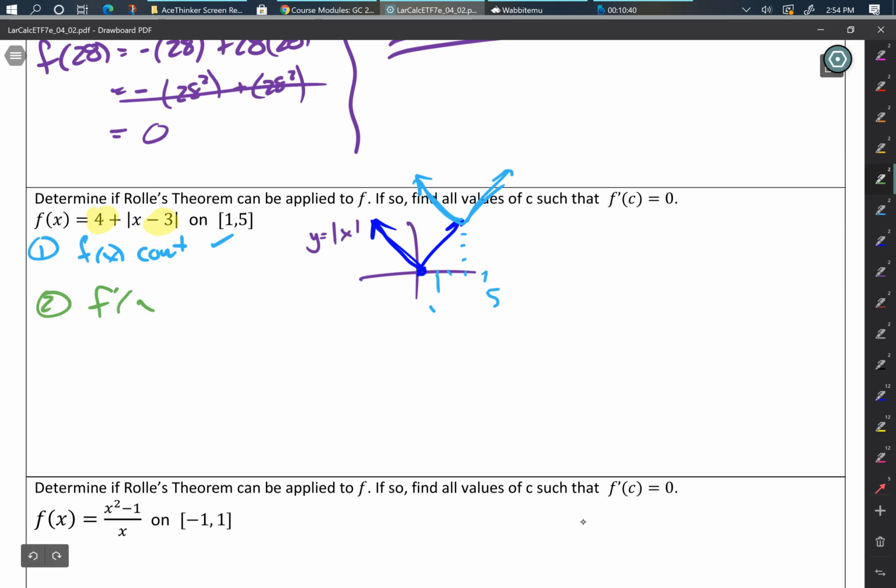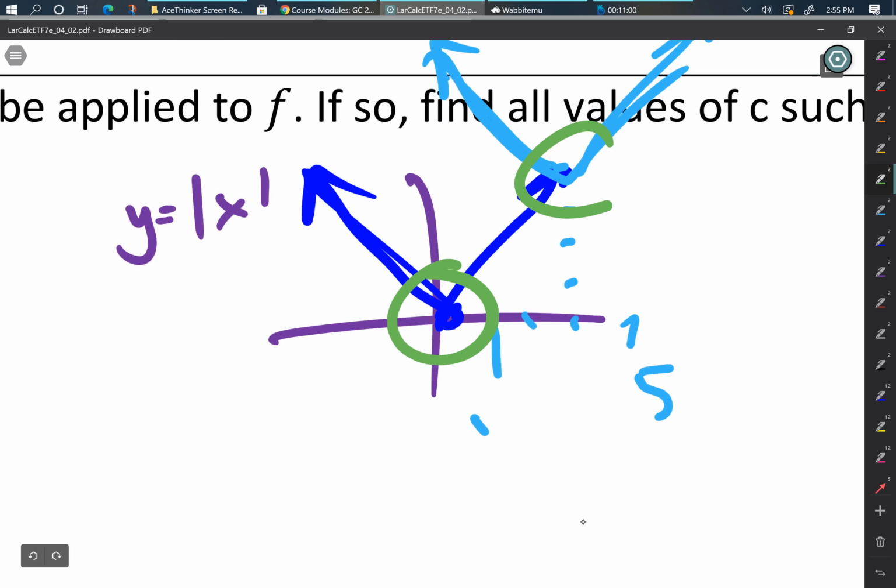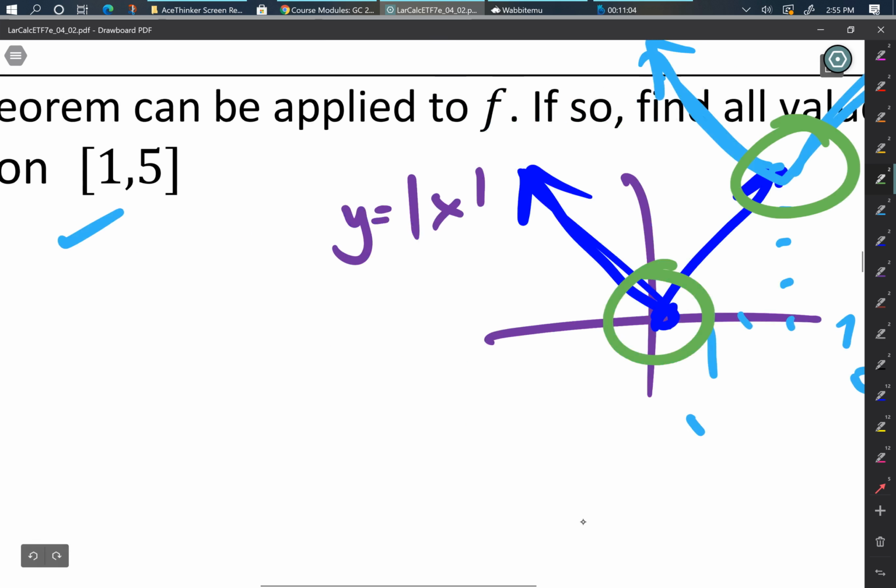Number 2, is f of x going to be differentiable? Here's where things get tricky. I know that there's an issue with derivatives of absolute value functions. But the only time there's an issue is if we're worried about that cusp, that corner there. So is that corner on the interval 1 to 5?